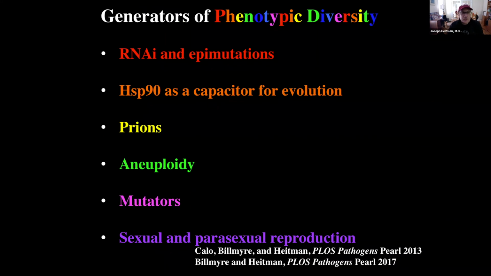So I want to summarize then, we focused on RNAi and epimutations as a form or a generator of phenotypic diversity, but there's a panoply of other factors that can also contribute to microbial diversity, including things like HSP90 as a capacitor for evolution, prions, aneuploidy, mutators and hypermutators, and sexual and parasexual reproduction. And all of these contribute to generate a palette of diversity that selection can act upon in promoting diversification and evolution of both populations and species. And there's 2 PLOS Pearls reviews that summarize other aspects of these diversity generators in case anyone is interested.